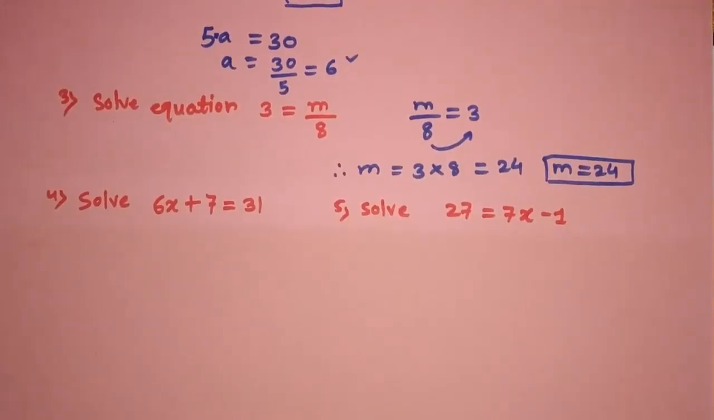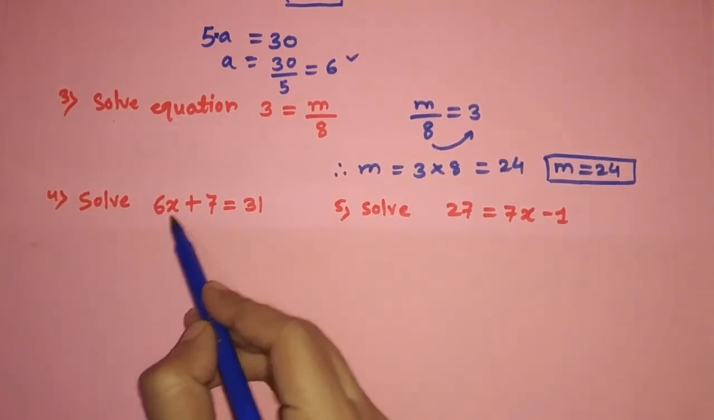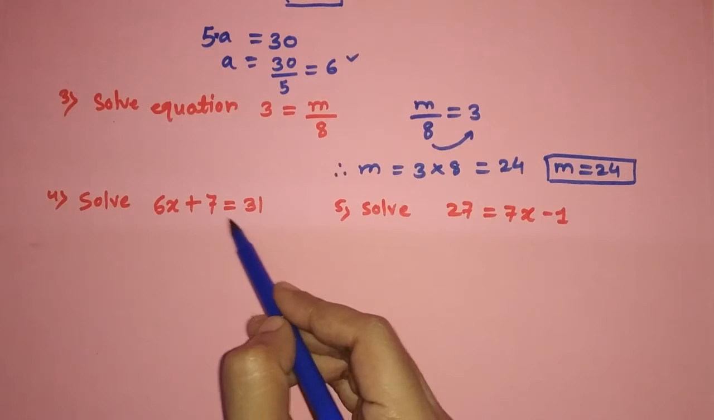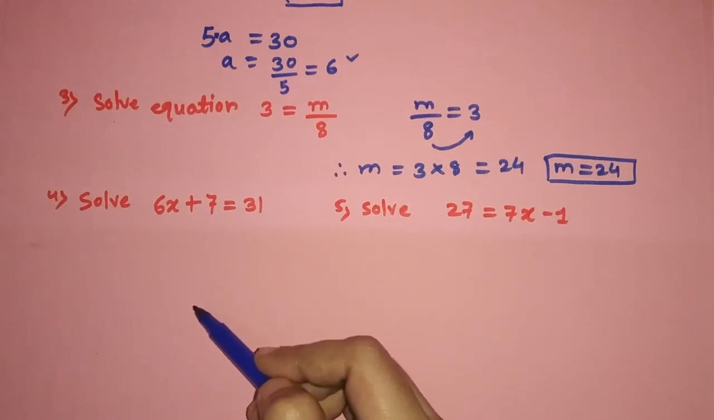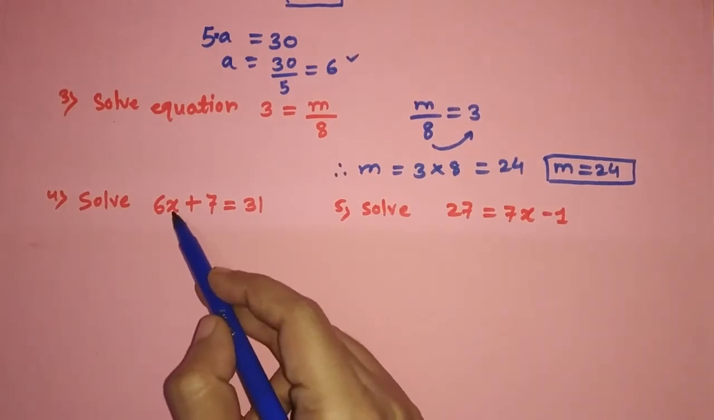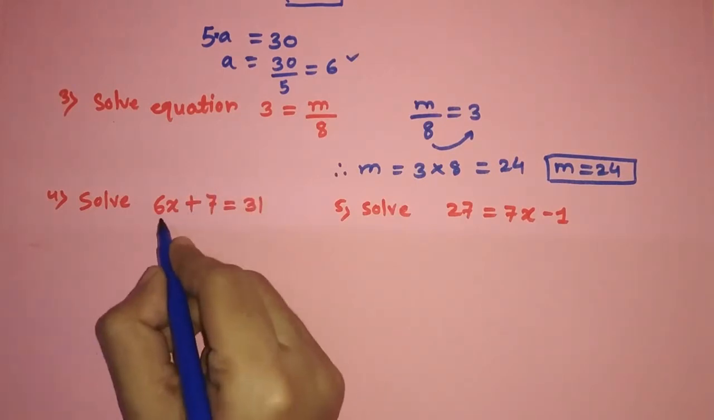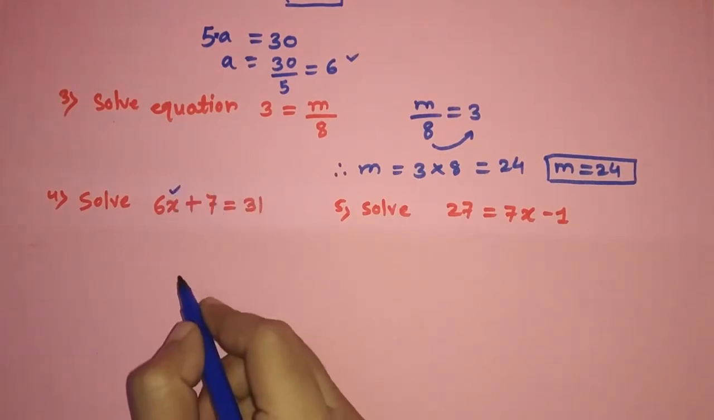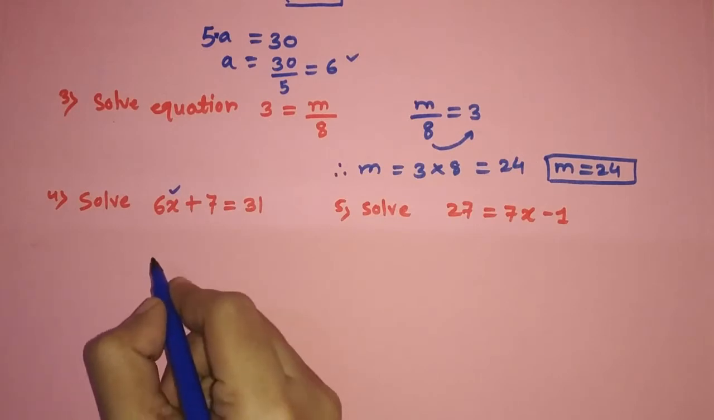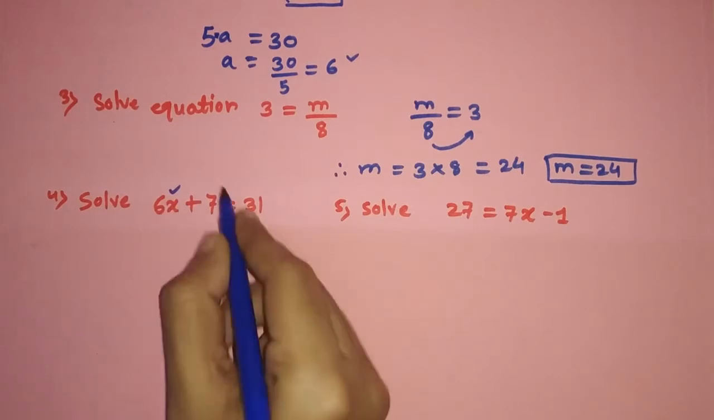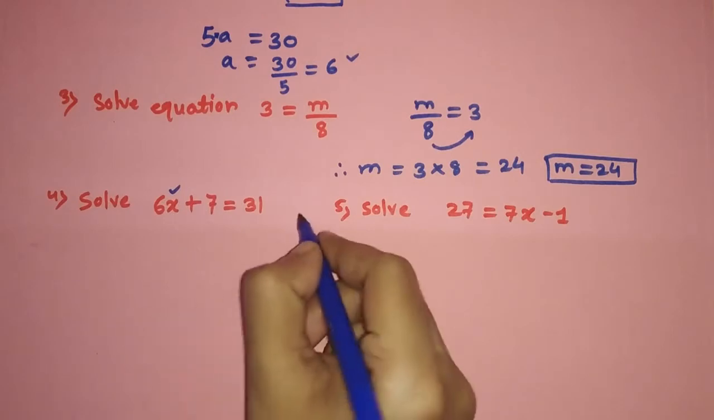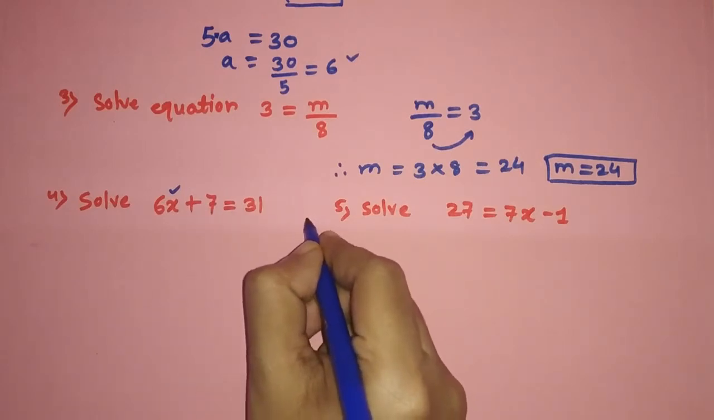Now friends, we will solve these questions. Here you have to solve 6x plus 7 is equal to 31. This equation we will solve and try to find its solution, that is the value of the variable x. If you carefully see here, we need the value of x, so x has to remain alone on this side. So we have to send all these terms, or transpose them, to the right hand side.